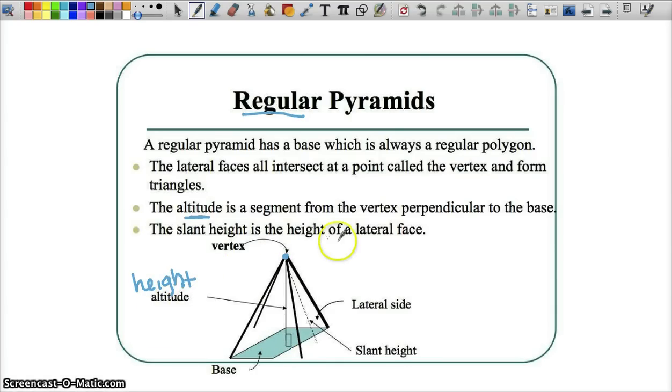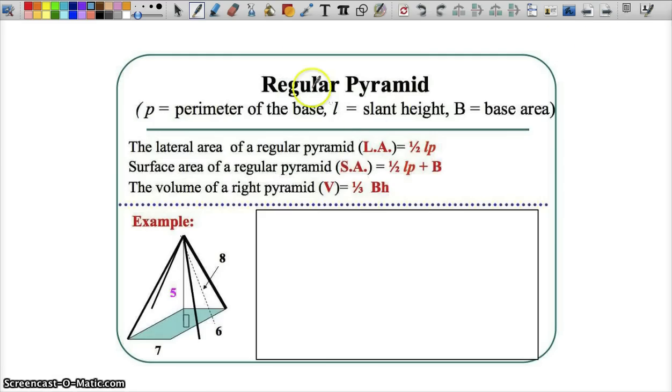And then the slant height is the height of a lateral face. They call it slant height because it makes a slant. And then what you'll notice is the height, the slant height, and the base together make a right triangle. So of course you'll be expecting either trig or the Pythagorean theorem to work its way back into this chapter as well.